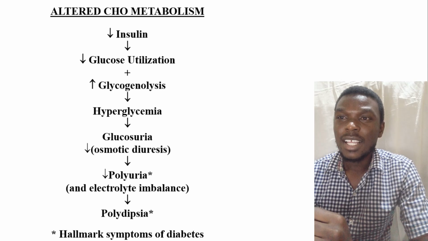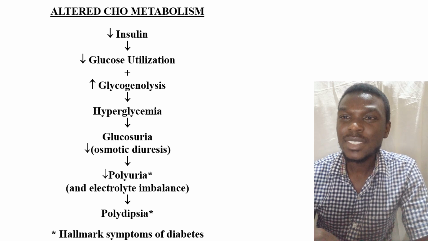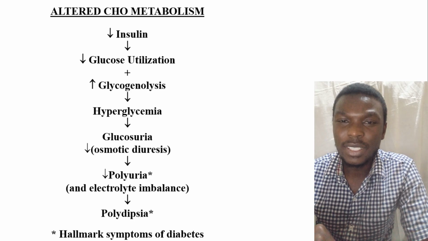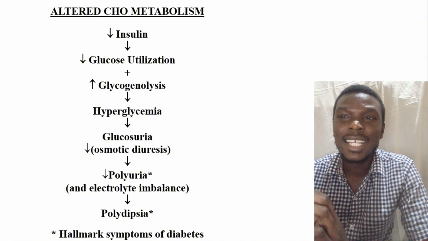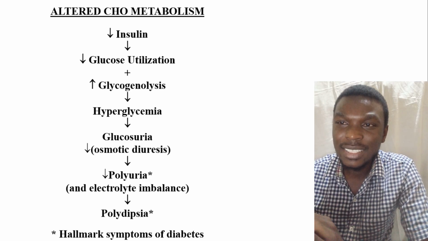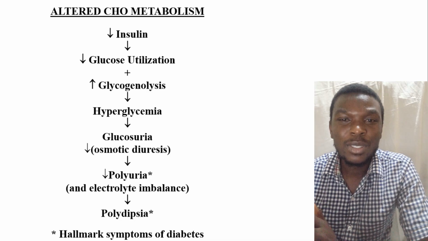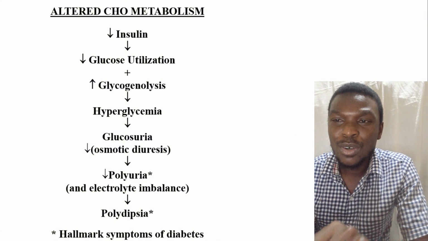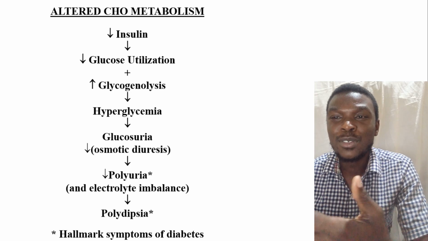So let's look at this diagram here, this flow chart. In the first part, we are seeing that there's decrease in insulin. If there's decrease in insulin, what's going to happen in the carbohydrate metabolism of this patient? Since there's decrease in insulin, or poor response to this insulin, there will be low glucose utilization. So the patient is not able to utilize the glucose properly.